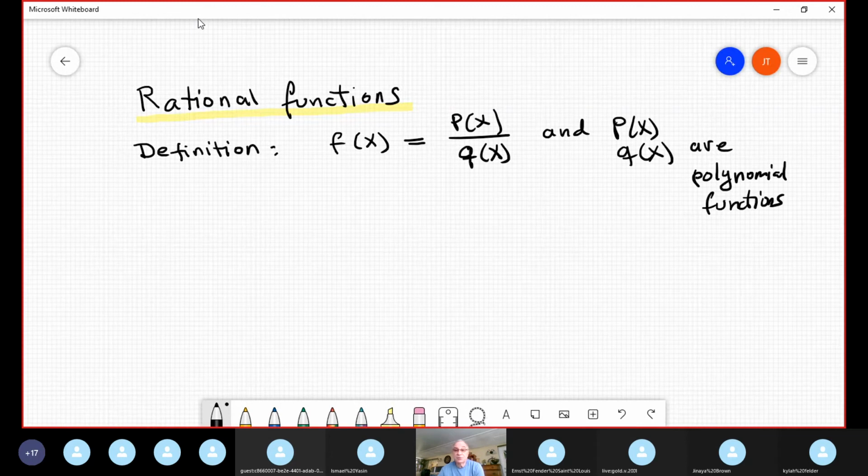It's important to say something. Q is not zero, because division by zero is undefined. So it's totally illegal.